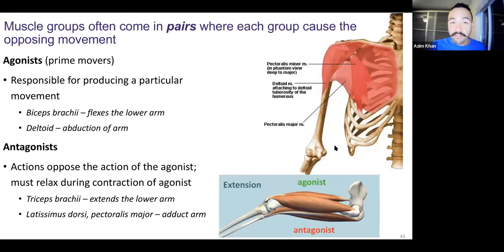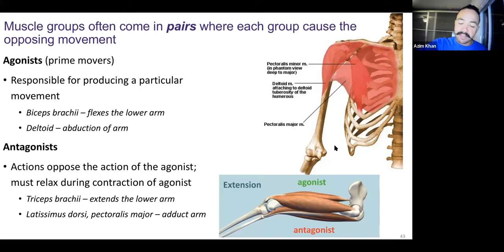Muscles often come in pairs, because when we move a joint, if I flex at my humeroradial ulnar joint, I also want to bring it back to extension: flexion, extension. So when I talk about pairs, that means there's a muscle on one side to cause this movement, while there's a muscle on the other side to cause the opposite movement. The term for these pairs is antagonists. The one that does the opposite movement is an antagonist.